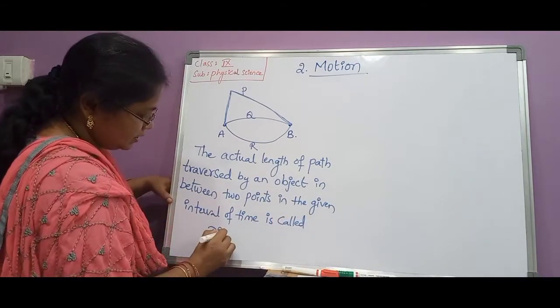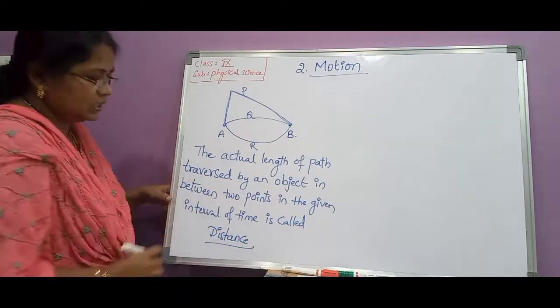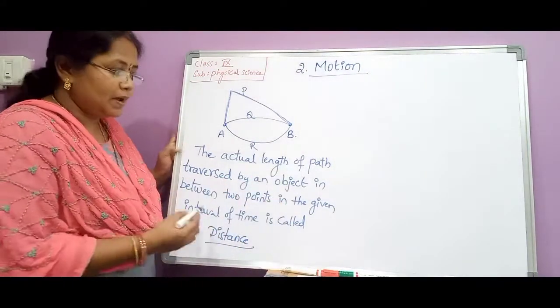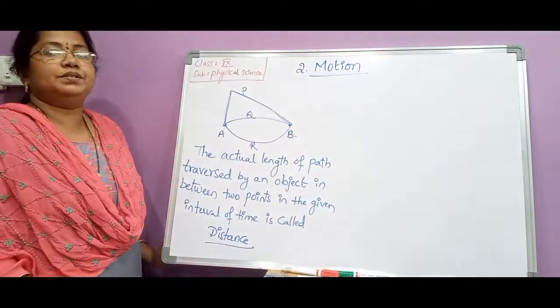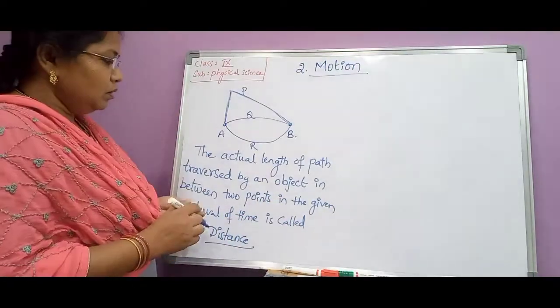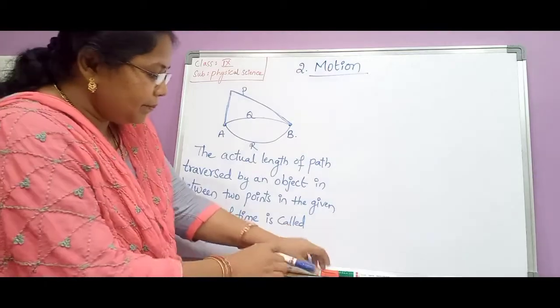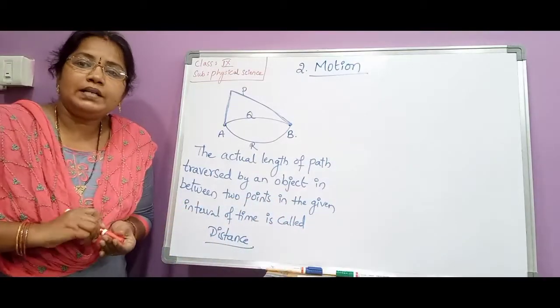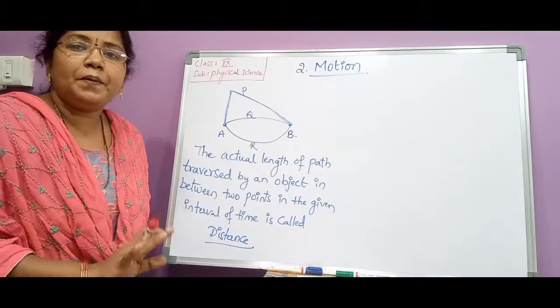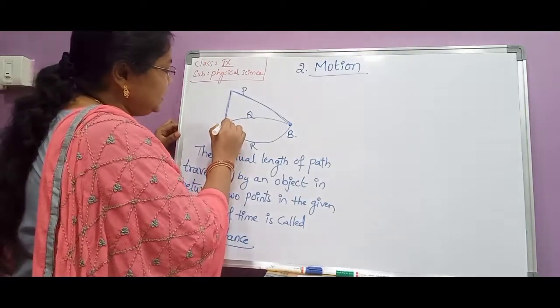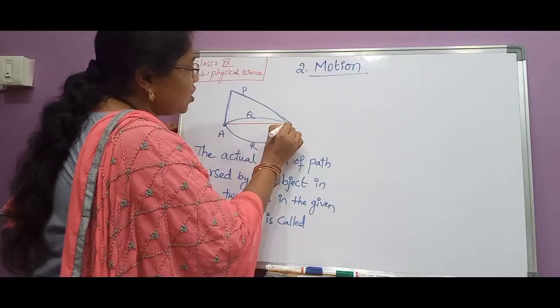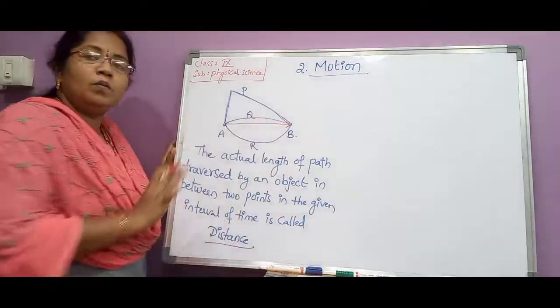Okay, children, this is distance. The actual length of the path traversed by an object in between 2 points in the given interval of time is called distance. Now, even though there are many paths available, we need to consider the shortest path available between the 2 points. The shortest path will be the straight line which is joining point A to point B.